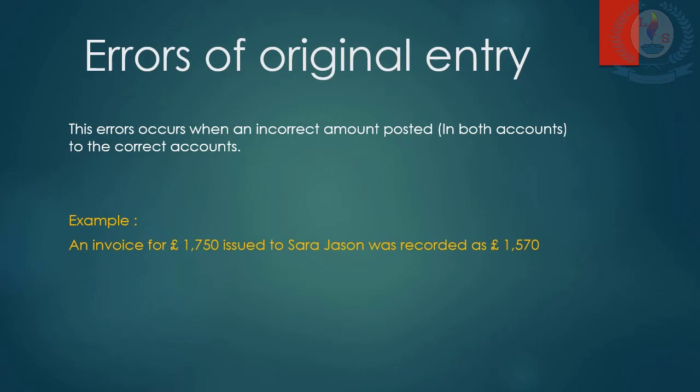An invoice for 1750 issued to Sarah Jason was recorded as 1570. The original transaction value is 1750, but we have recorded it as 1570. Now we'll see how to correct this error.